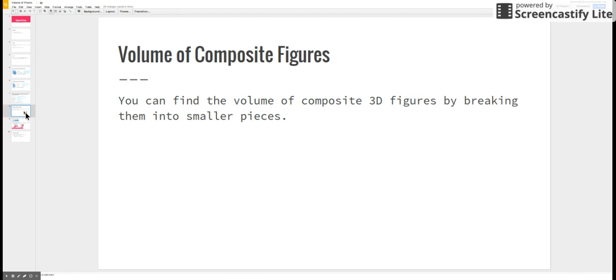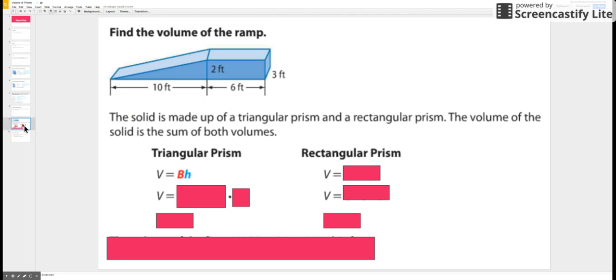All right, let's look at how we can find volume of composite figures. You can find the volume of composite 3D figures by breaking them into smaller pieces. So if we have this ramp here, and we're trying to find the volume, okay, we see that the solid is made up of a triangular prism. So right here is our triangular prism, and this rectangular prism. The volume of the solid is the sum of both of these volumes, okay?